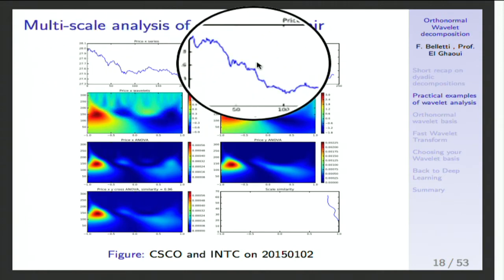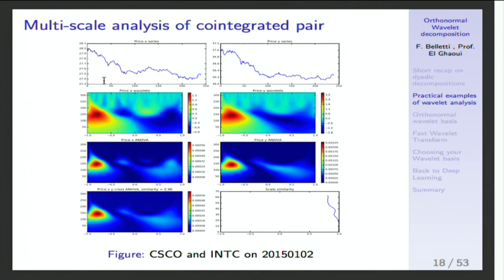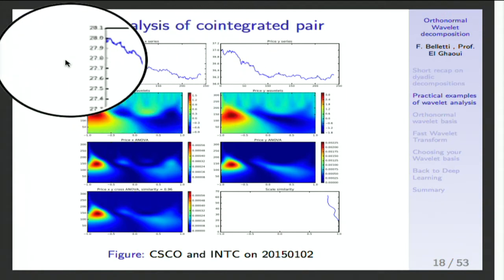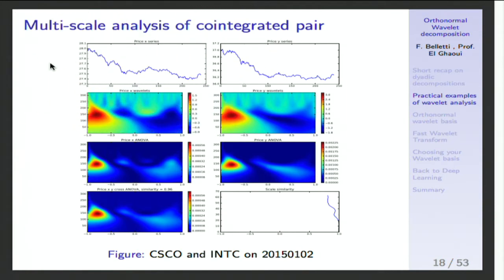So here you have two time series. So it's Cisco and Intel Corp. I took 1 month of these two time series, and that's the price in intraday. And you can see that, so for example, here and here, I have a slightly different behavior.